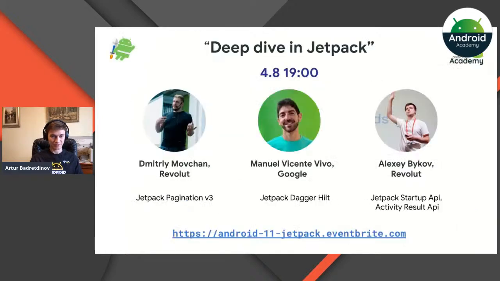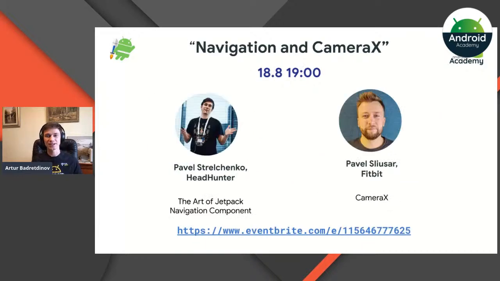Today, we will have a deep dive in Jetpack. Dmitry Movchan from Revolut will talk about Jetpack pagination. Manuel Vivo from Google will tell you everything about Jetpack Dagger Hilt and how you can improve your DI processes using it. And Alexey Bykov from Revolut will discuss the advantages and disadvantages of the StartUp API and ActivityResult API.